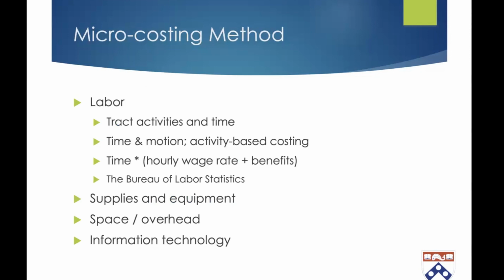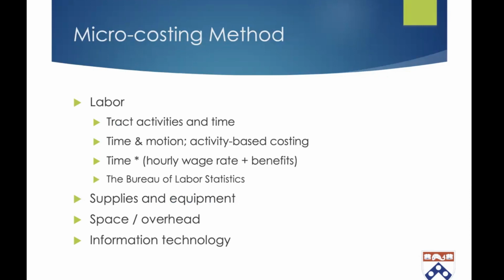The Bureau of Labor Statistics gives national average wage rates for a lot of different healthcare positions, so that helps with generalizability. Getting your individual location's salary data might not be possible, or actually the most applicable. It's better to use national average prices whenever possible. Then supplies, equipment: just tracking what is being used for your intervention.